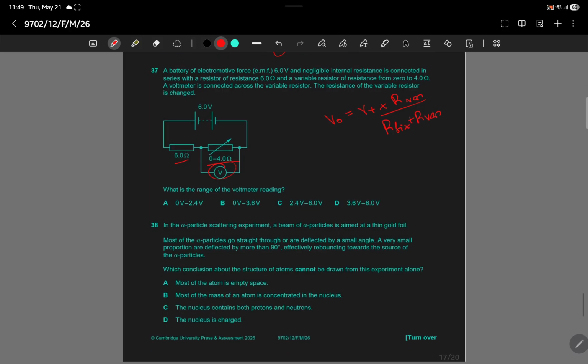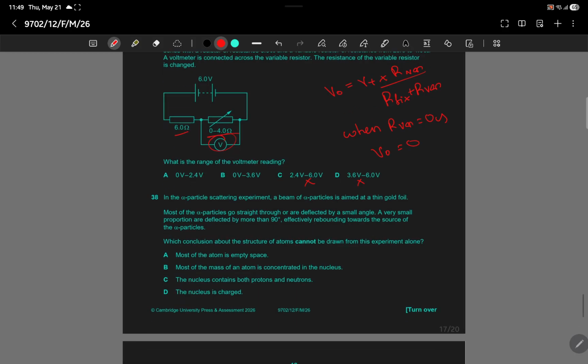And when R variant is 0 ohms, then this whole thing is 0. So V out becomes 0. So it is not this, it's not this. The lowest voltage is from 0.